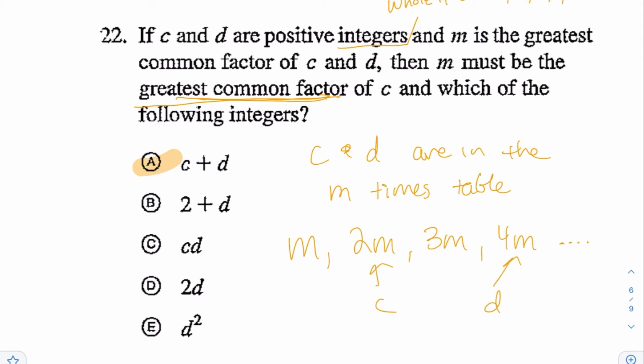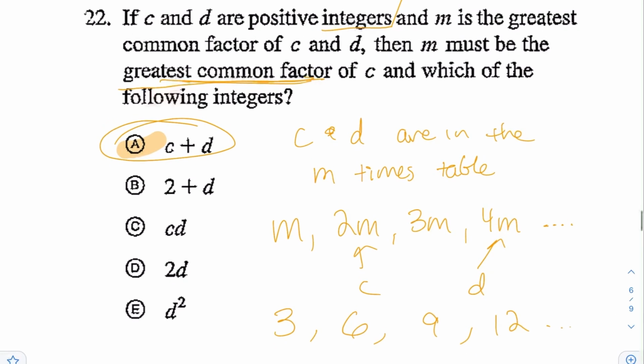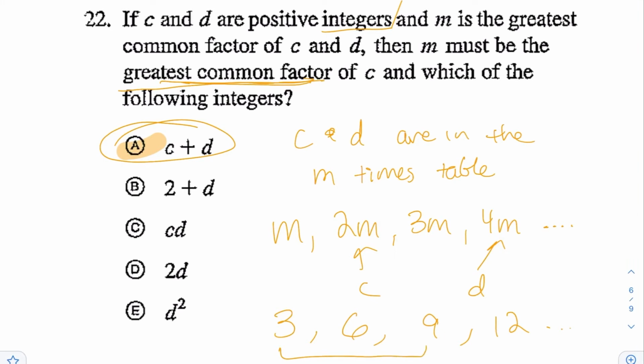So if that's the case, that means that M must be the greatest common factor of choice A, because if you take two multiples of M, you add them up, it's going to be another multiple of M. So for example, if M is in the 3 times table, you have 3, 6, 9, 12, etc. If you take any of these numbers and you add them up, it's also in the times table. 3 plus 9 is 12, 9 and 6 is 15, which is the next number. 15 plus 12 is 27, which is also part of the 3 times table.